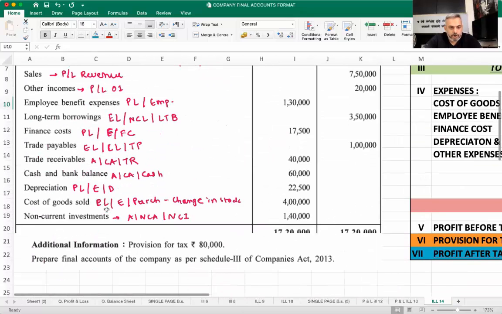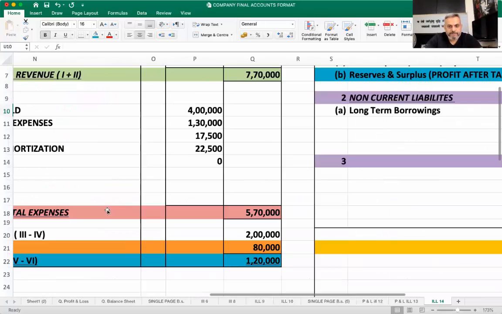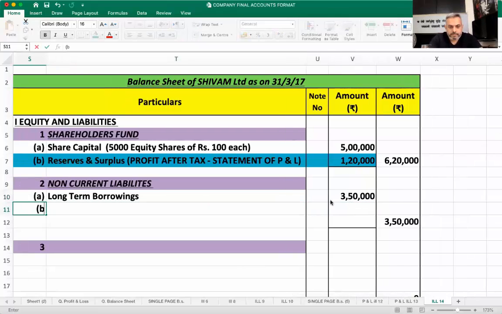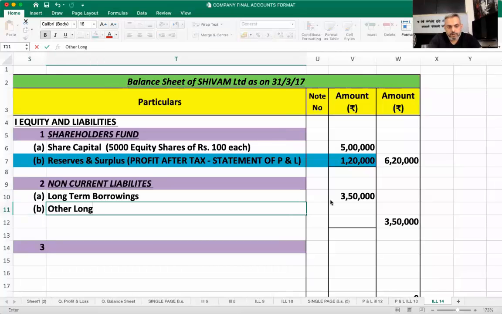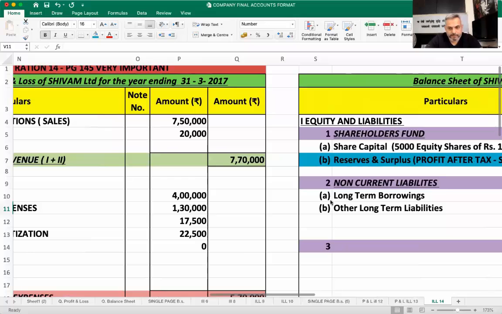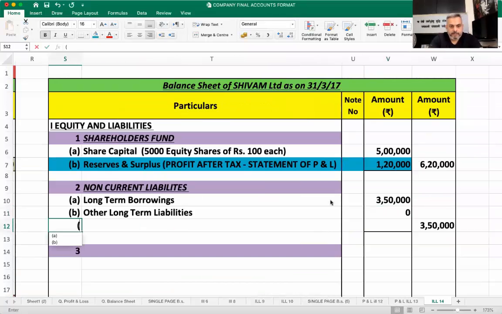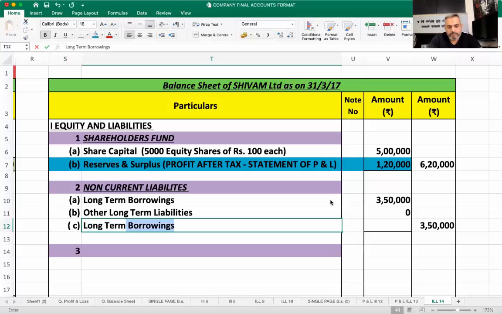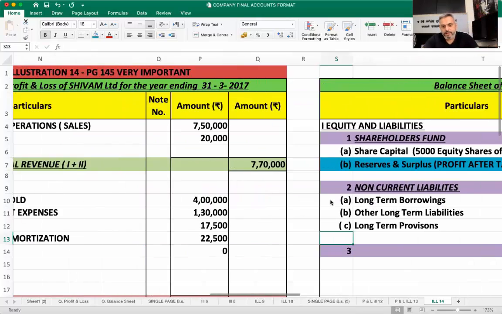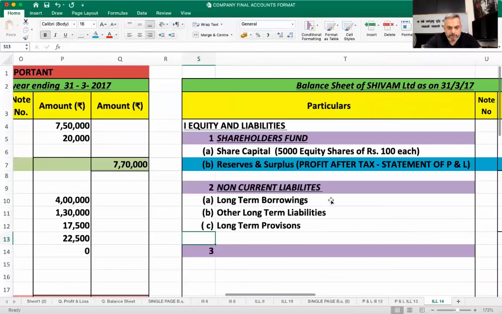So let's check out long-term borrowings. So 3,50,000. Other long-term liabilities, we don't have it, so I put 0. Third, long-term provisions. In the exam, you may write only what is given. That is also fine because in the textbook it is done that way. I am doing everything so that it becomes a revision for you as well. So we don't have long-term provisions.